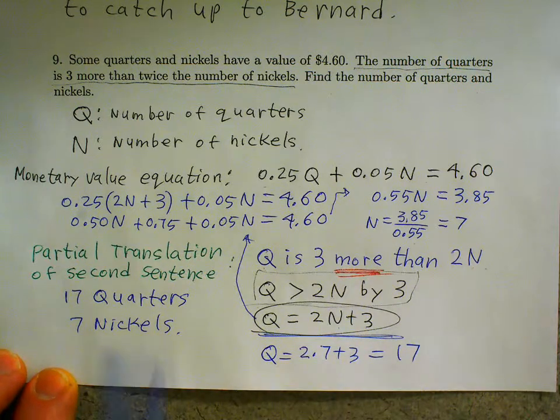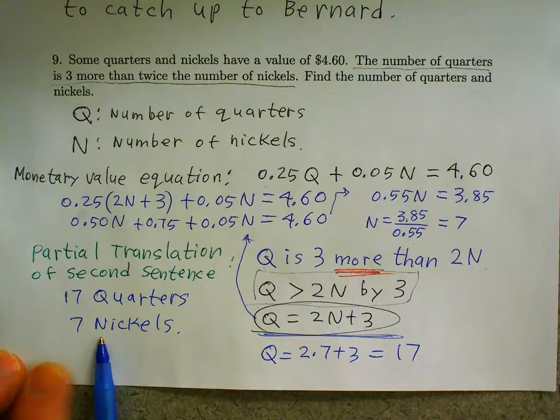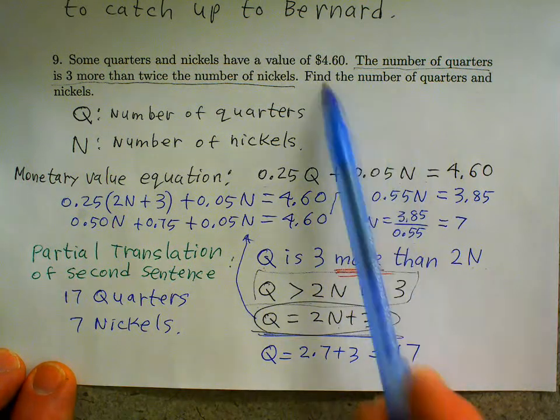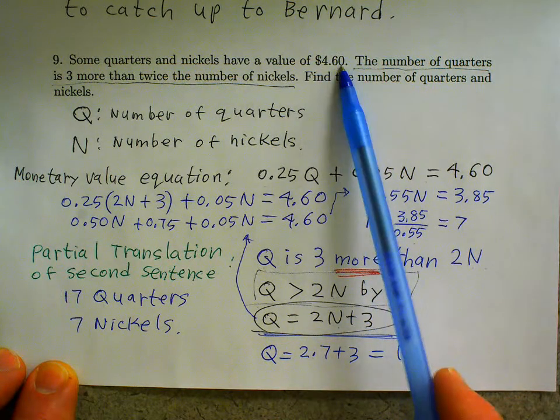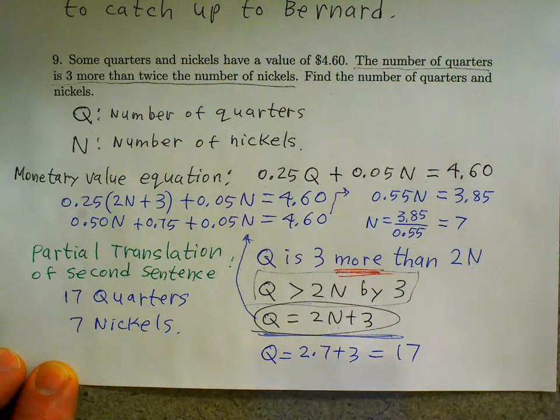So you can verify that those are the correct numbers. If the total monetary value is $4.60, then just find the value of 17 quarters, 17 times 0.25, and add that to 7 times 0.05, and that should add up to 4.60. And the other equation, the number of quarters is 3 more than twice the number of nickels, that also works out.